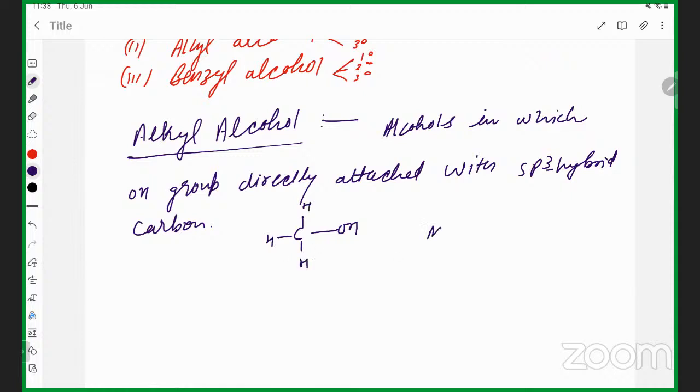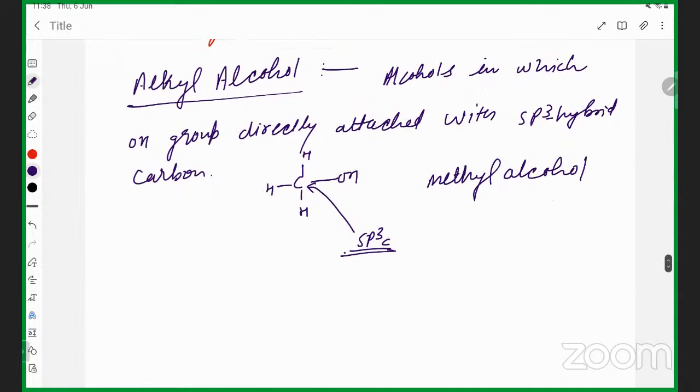This is the methyl alcohol. And this carbon is what? sp3 hybrid carbon. Now this is the alkyl alcohol. It can be three types. What are the three types?